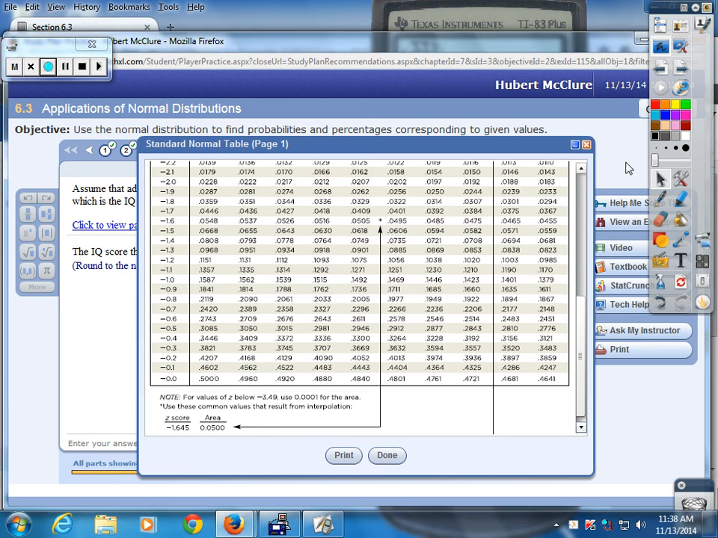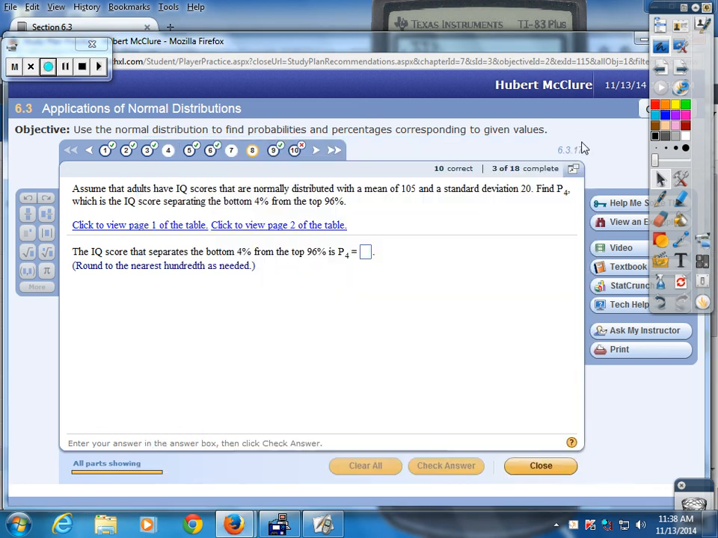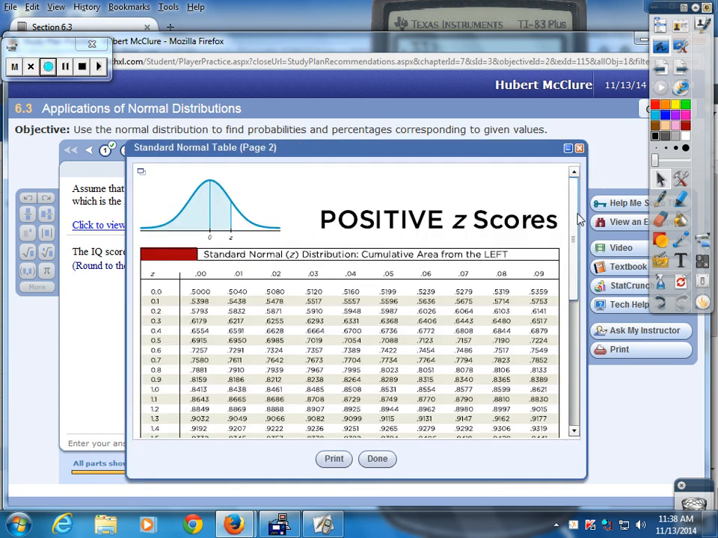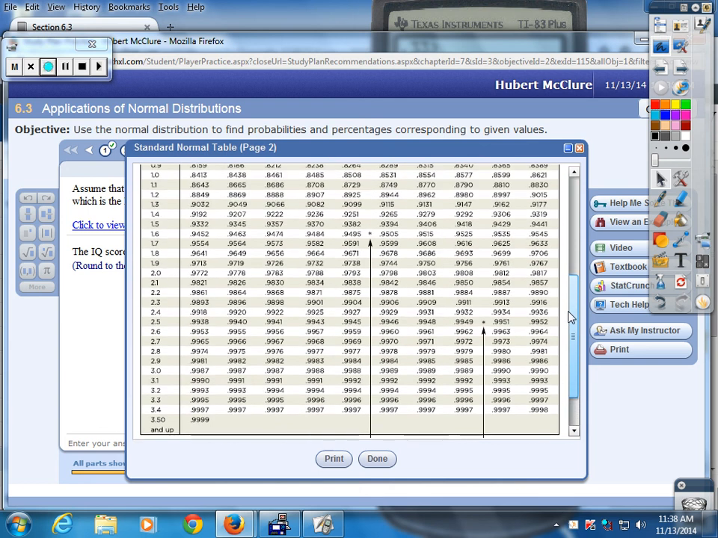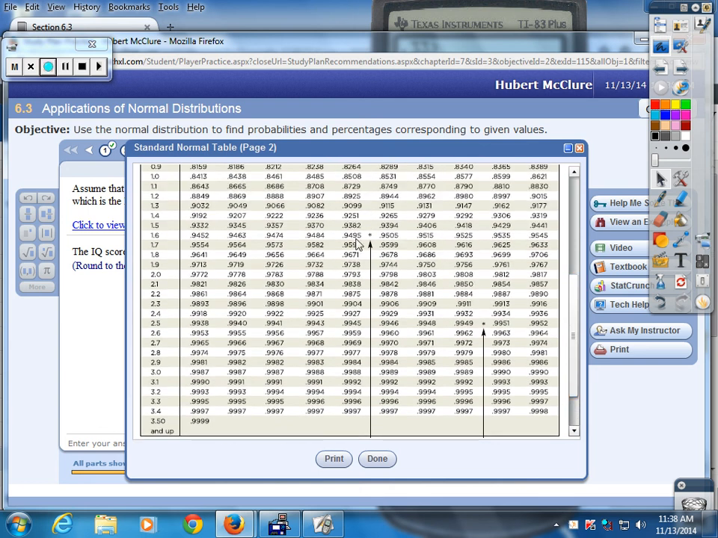Now, how do you do the other side? Well, you got to go to the right side and look up 0.96. 0.9600 is right in here. I'm looking for it. 9608, 9599. Which one's closer? 9599, and that's at 1.7, 0, 1, 2, 3, 4, 5.